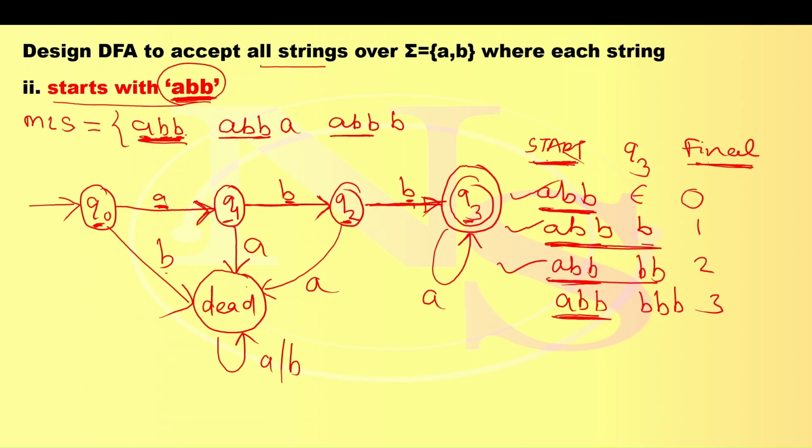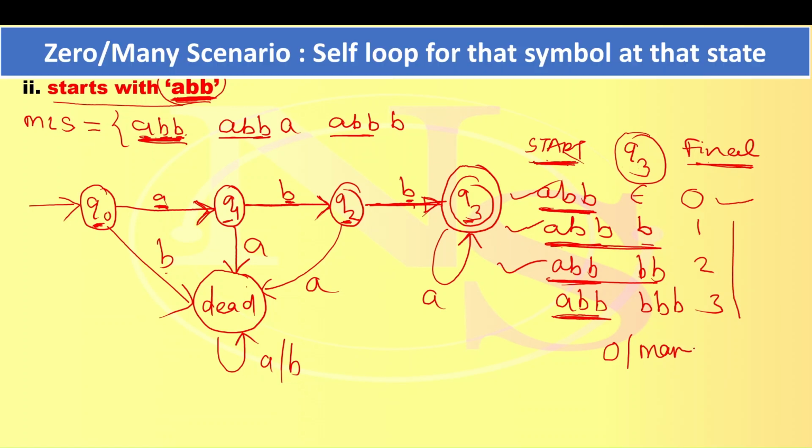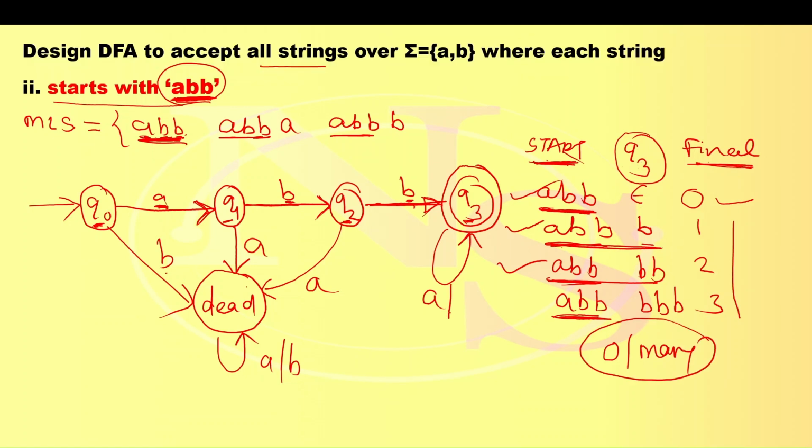It means a similar kind of scenario: Q3 is a state looking for 0 B's or many B's. So the scenario is of 0 or many. So 0 or many B's at state Q3. So we can give a self loop at Q3. And in this way all states become deterministic. Hence this is a deterministic finite automata to accept all strings starting with ABB.